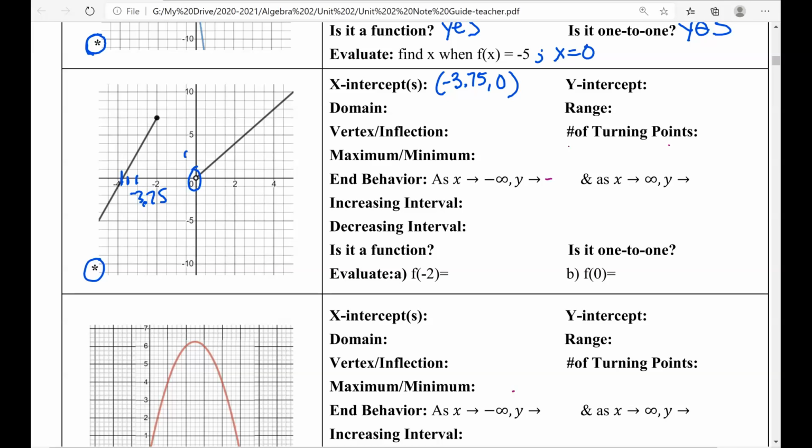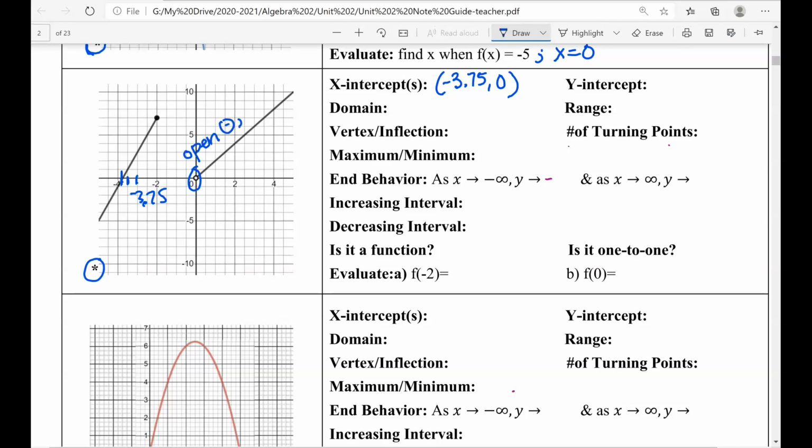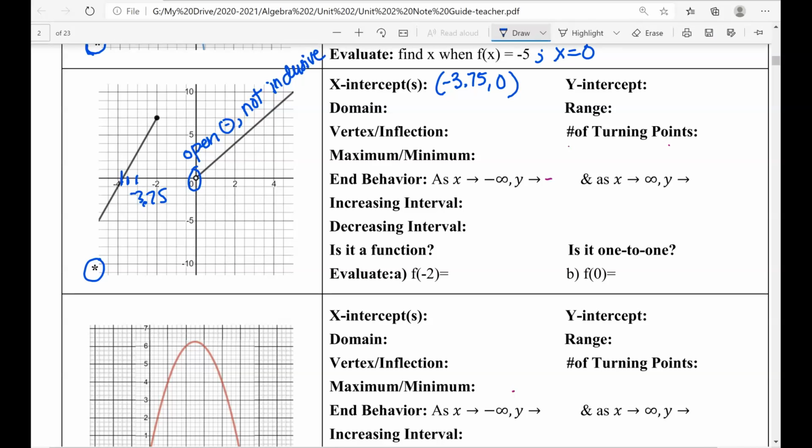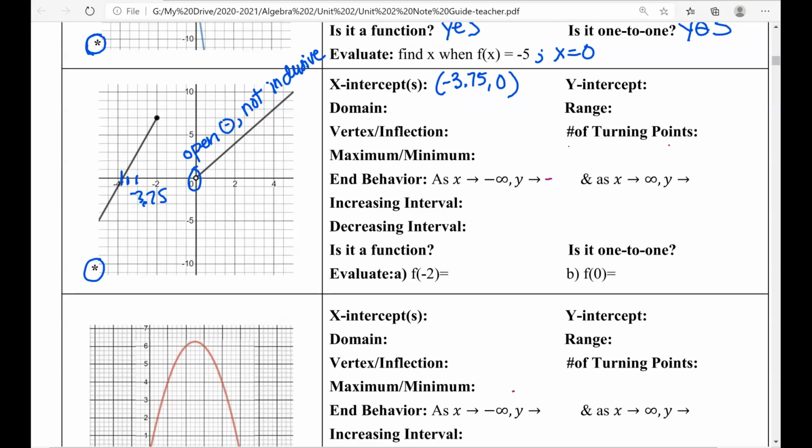It's an open circle. Open circle means it's non-inclusive, so it's not even there. Open circle means not inclusive, so we cannot include it in our answer because think of it as not even there. The y-intercept happens to be at the same open circle, so the y-intercept, guys, is none.